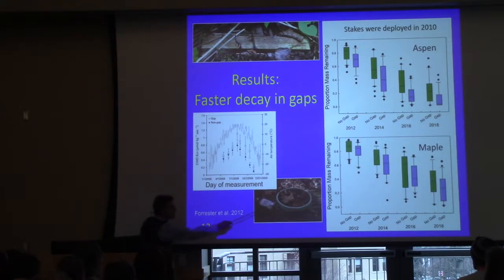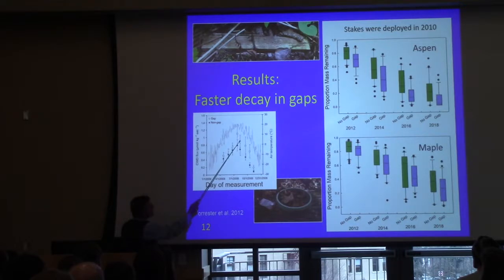CO2 flux. So we put CO2 collars on decayed logs and monitor the flux rate from those logs, right? So more CO2 flux, more decomposition. And what you see over time, this is just 1 year's data, the gaps have greater CO2 flux. The logs in the gaps have greater CO2 flux than the logs under intact canopy. So this really nicely corroborates our work using decay stakes. So that's a real nice data set, pretty clear results.